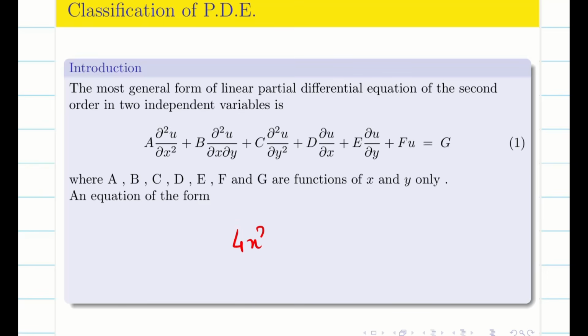Sometimes, like if you see a equal to 4x square, you get a function; sometimes we get a equal to 4, that means x power 0 and y power 0. So either we get functions of x and y, or we may get constants. And this a to g cannot have the derivative of the independent variables x and y.